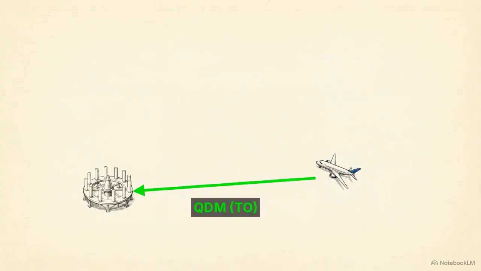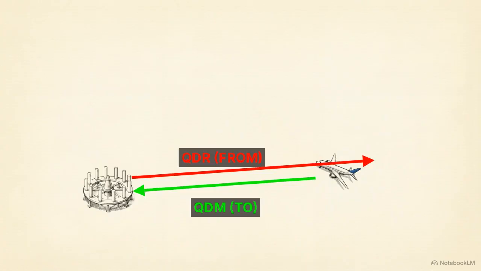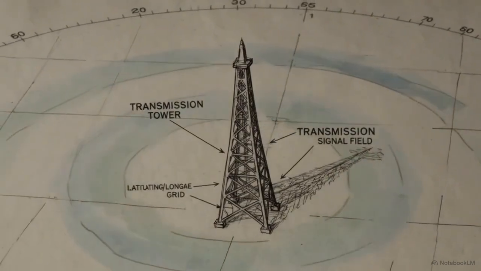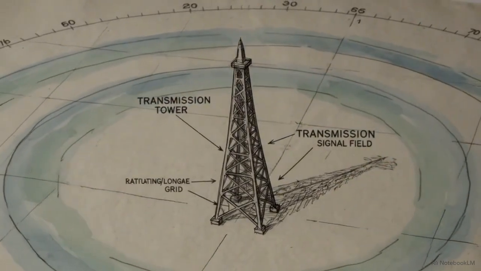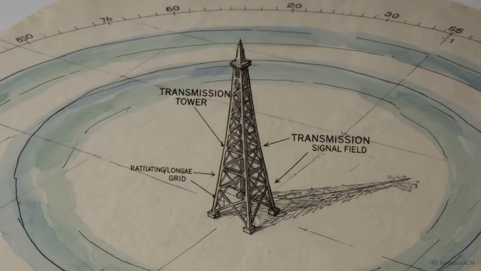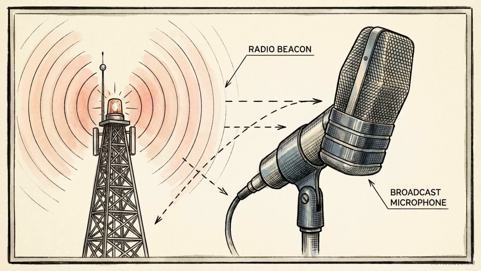VOR provides bearing only. QDM is the magnetic bearing to the station. QDR is the magnetic bearing from the station. The non-directional beacon, or NDB, operates at much lower frequencies in the LF and MF bands, between 190 and 1750 kHz. The beacon alone uses the NON emission code. With voice added, it becomes A2A. The DGCA frequently pairs these as NON A2A.